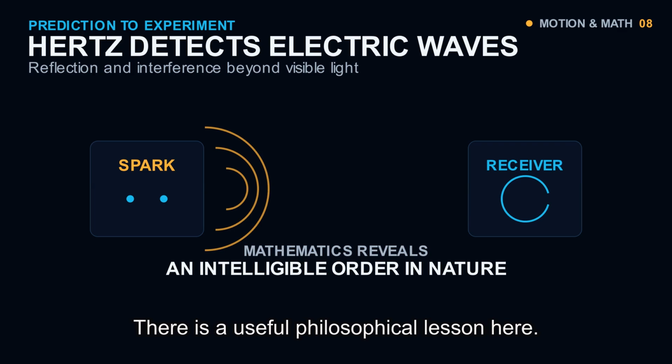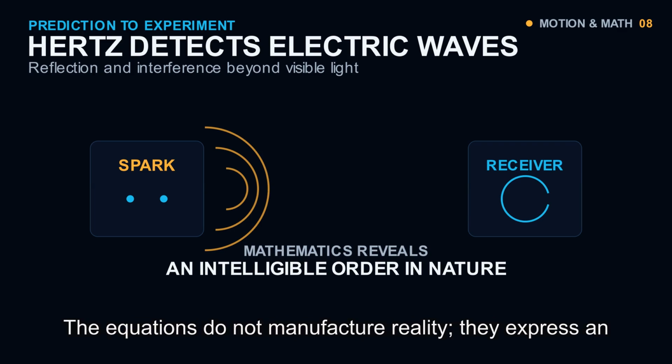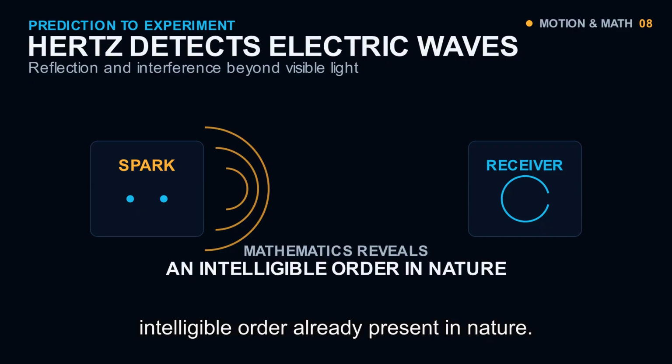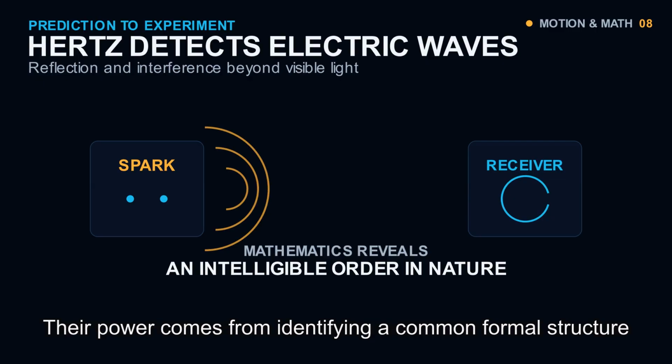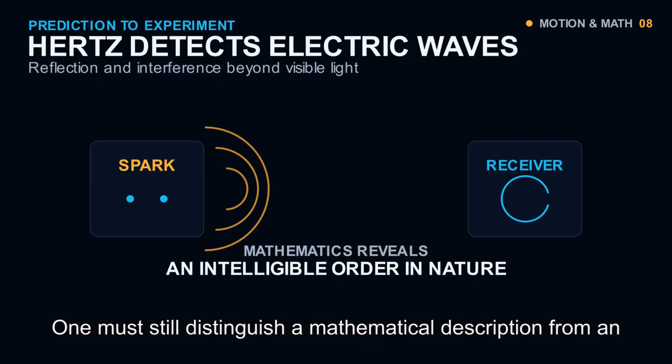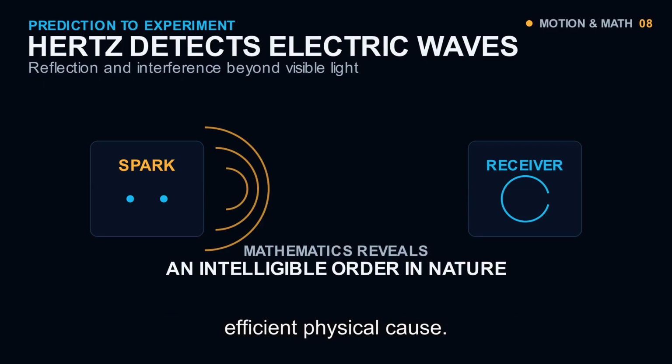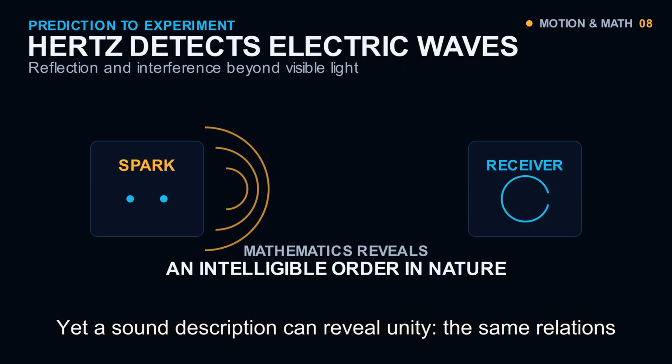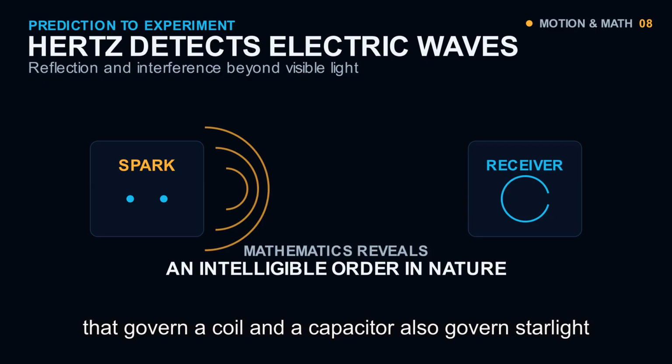There is a useful philosophical lesson here. The equations do not manufacture reality; they express an intelligible order already present in nature. Their power comes from identifying a common formal structure across apparently different effects. One must still distinguish a mathematical description from an efficient physical cause. Yet a sound description can reveal unity: the same relations that govern a coil and a capacitor also govern starlight crossing space.